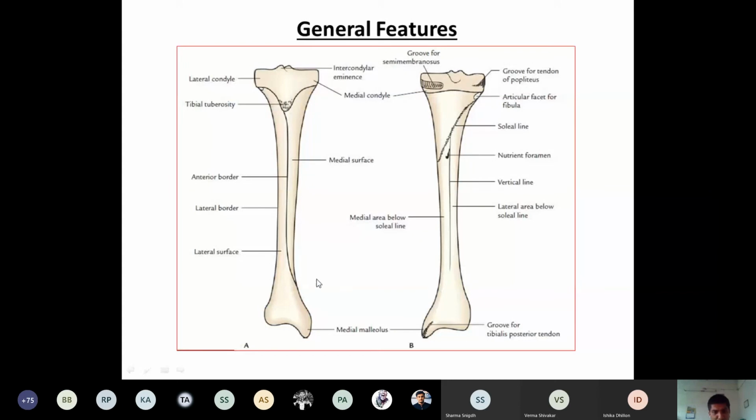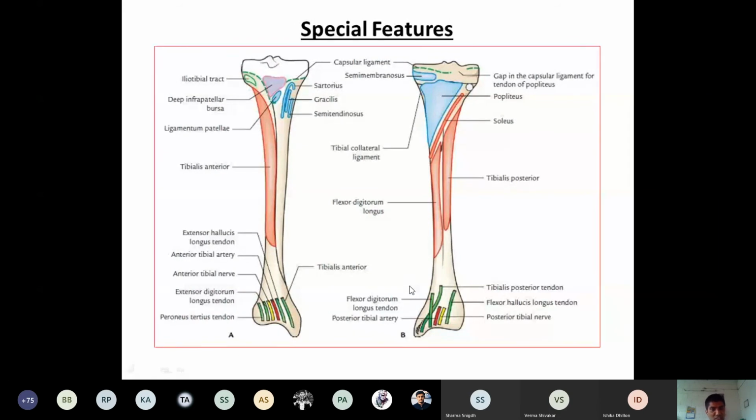If you come inferiorly, there is the medial malleolus, a very important structure. On the posterior side of the medial malleolus there is a groove for the tibialis posterior tendon. Again, there is a significant, very prominent groove for the tibialis posterior tendon. You can see all these structures attached to the tibia. Most importantly, this part you have to know.